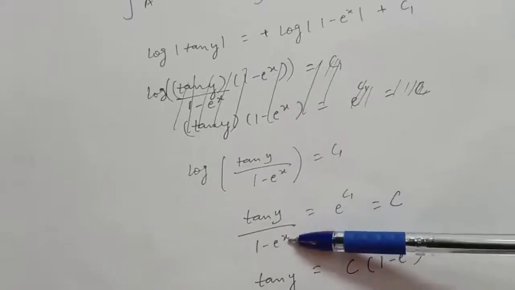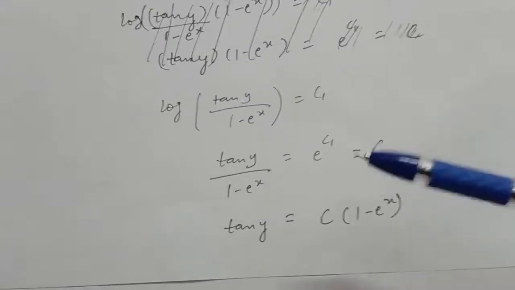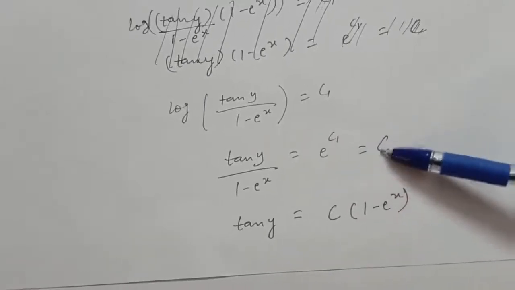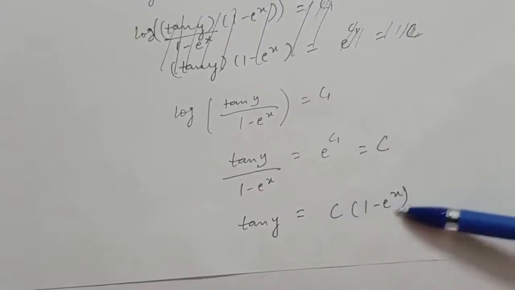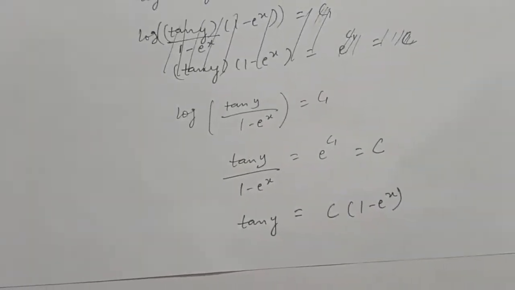Now tan y upon 1 minus e raised to the power x will be equal to e raised to the power c1, and you can see this is a constant only. So in place of this, write down c. So tan y will be equal to c into 1 minus e raised to the power x. This is the solution of the given differential equation.